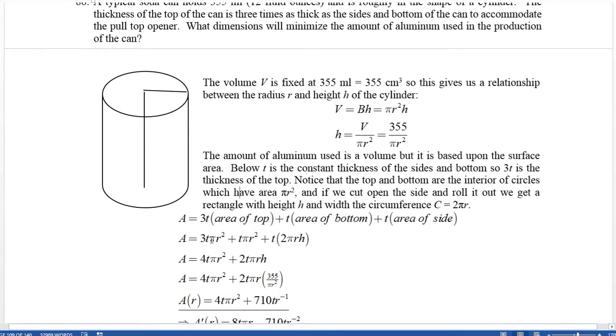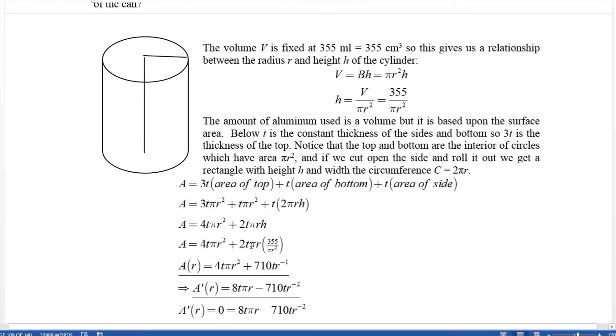Okay, so I'm going to combine the first two. They both have a pi r squared and a T, so we just add 1 plus 3 to get 4 T pi r squared. And the second part is 2 T pi r h. But now h is 355 over pi r squared. So let's do a little simplifying here.